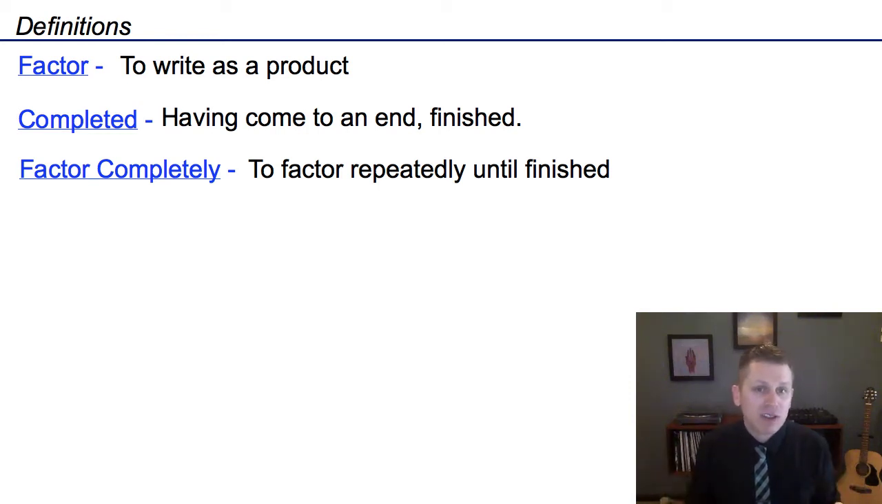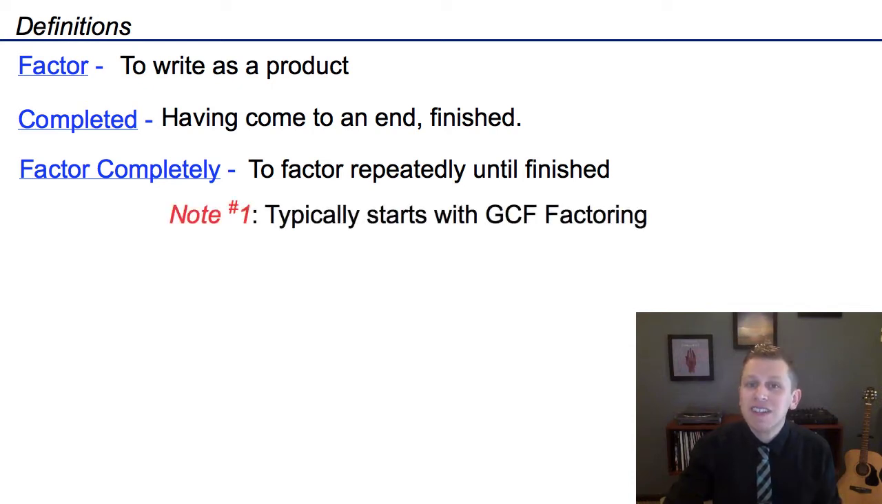So that's what's important to know about factor completely, is you're factoring more than once and you just keep doing it until you're finished. A couple things to note when you factor completely. The first thing is that most of the time that you're factoring completely, you're going to start with GCF factoring. In fact, when you start these problems, I always want to check first, is it possible to take out a GCF? The reason I always do that is because typically we're always going to start with GCF factoring.